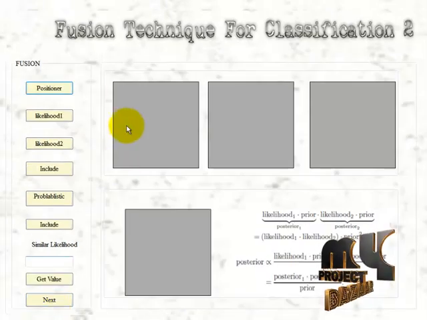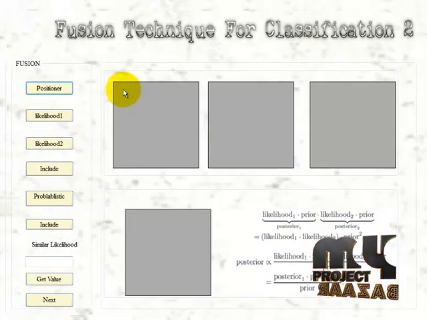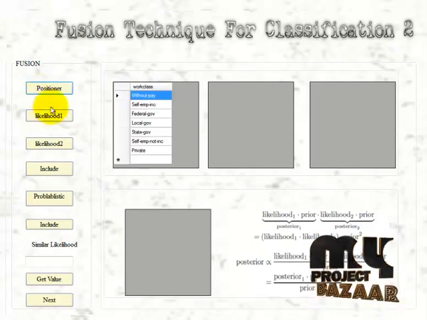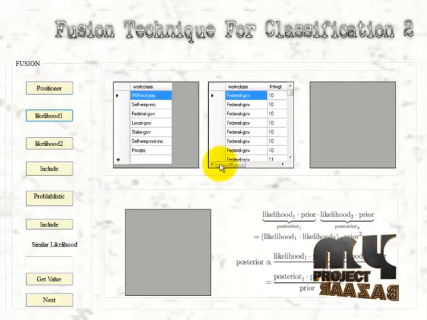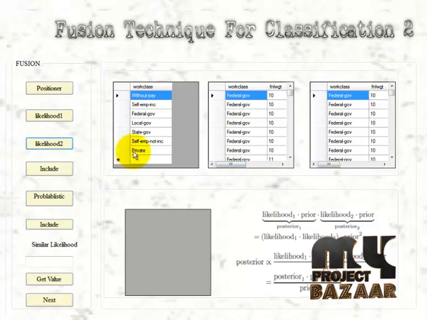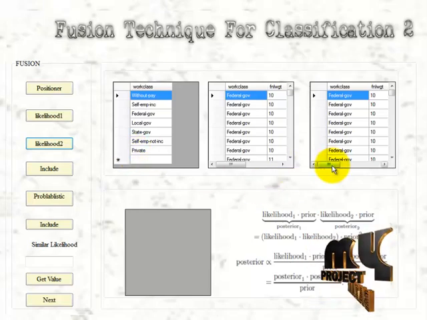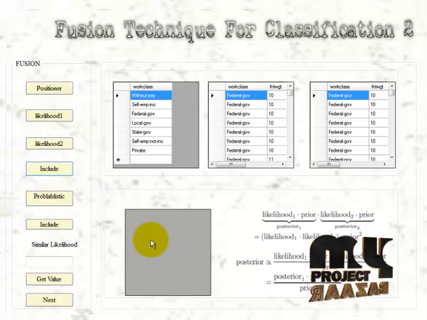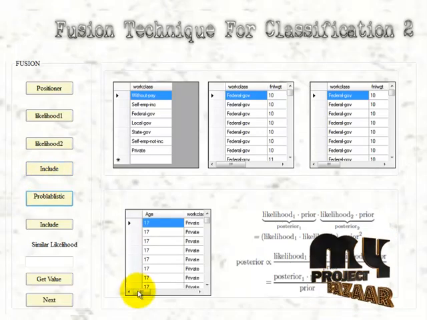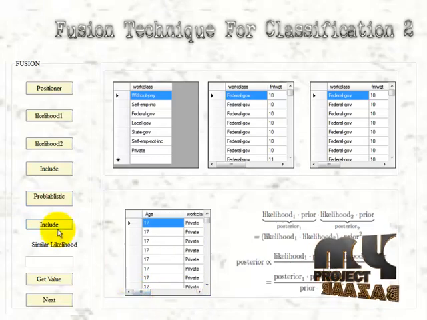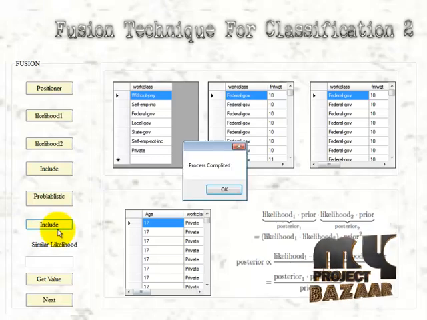And when I click on this next button, here I have found the fission technique for classification 2. For classification 2, the same thing, we are going to find the positional value and the likelihood. For likelihood 1, we are finding the final weight and the age alone. And when I click on likelihood 2, I have found the value of final weight, age and the marital status as the additional thing. And when I click on this include button, my values will be stored. When I click on this probabilistic button, I have found the education number is also included in our sets. And when I click on this include button, the data will be stored.